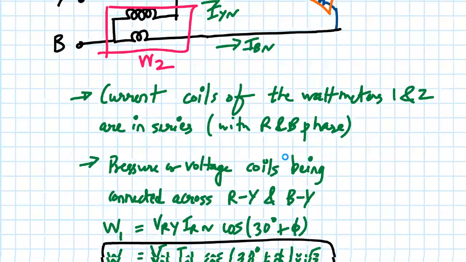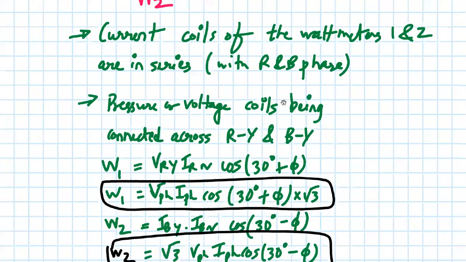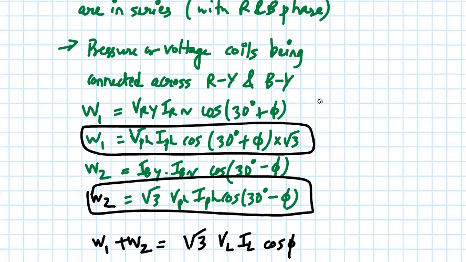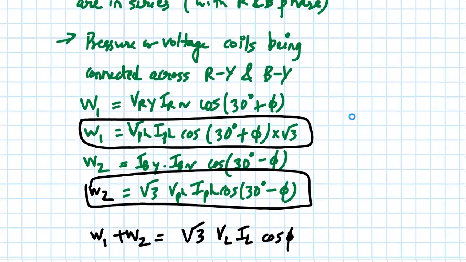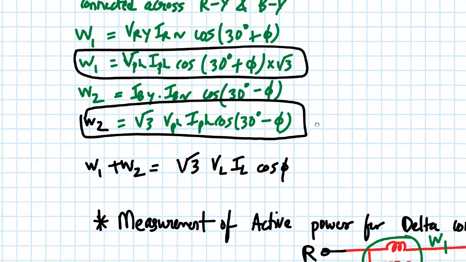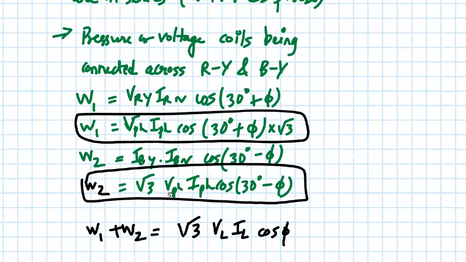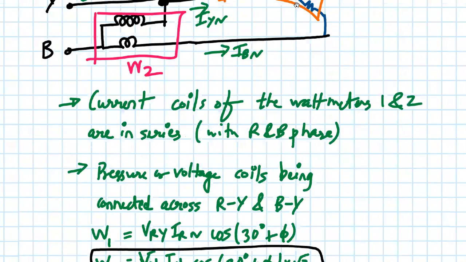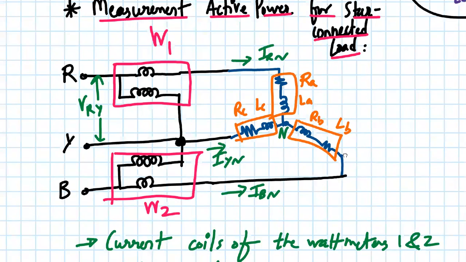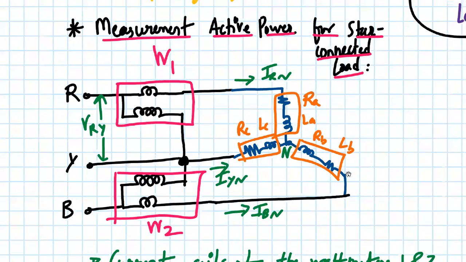Okay. And so here the formulas of W1 and W2 are given over here. We will come back to it. And the total power W1 plus W2 will be square root of 3 into VL into IL into cos phi. Okay. So we will come back to these formulas again. Don't worry. Okay. So this circuit we have to simulate in Proteus. Okay. So let us begin.